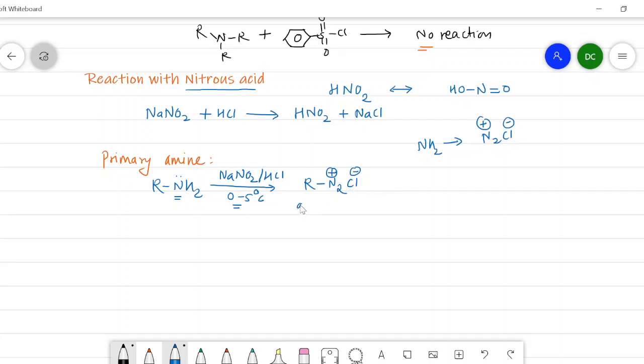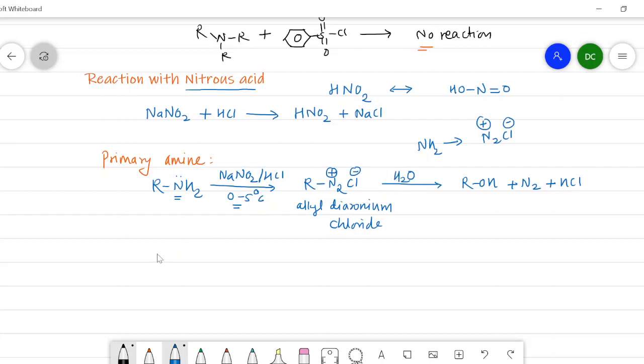Now this alkyl diazonium chloride is highly unstable and it will react with water as well as other nucleophiles, or it gives an elimination reaction to give a different product. So when it reacts with water, it will form ROH plus N2 plus HCl. In this way, a primary aliphatic amine is converted into the alcohol when the nucleophile is OH.